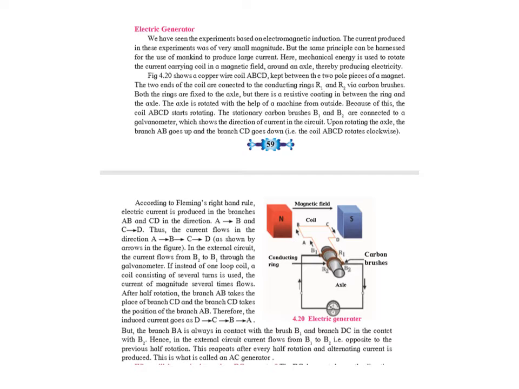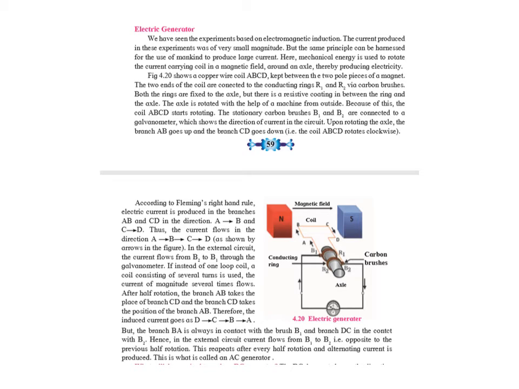A copper wire coil ABCD is kept between the two poles of a magnet. The two ends of the coil are connected to the conducting rings R1 and R2 via the carbon brushes. Both the rings are fixed on the axle, but there is a resistive coating in between the ring and the axle. The axle is rotating with the help of a machine from outside.